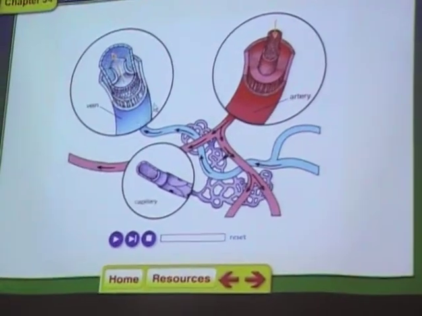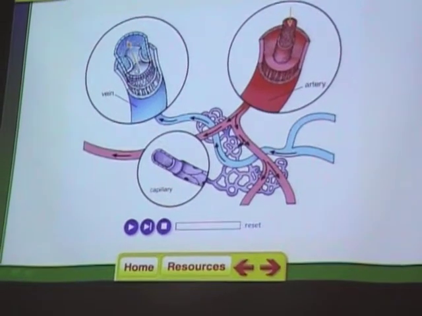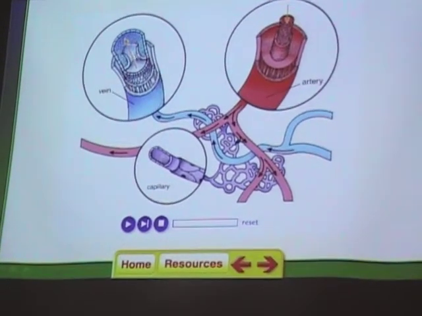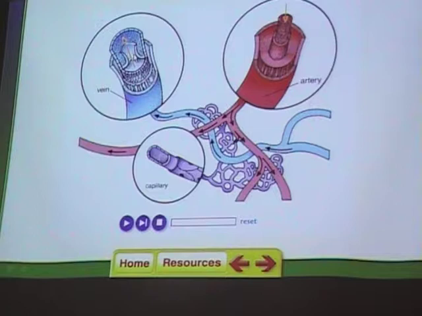So here it shows the veins. Like it said in the video, the veins have little valves in it. That's a little one-way valve that keeps blood going in the right direction. Because it's so far from the heart's pump, it has trouble moving, and the valves keep it from going backwards.